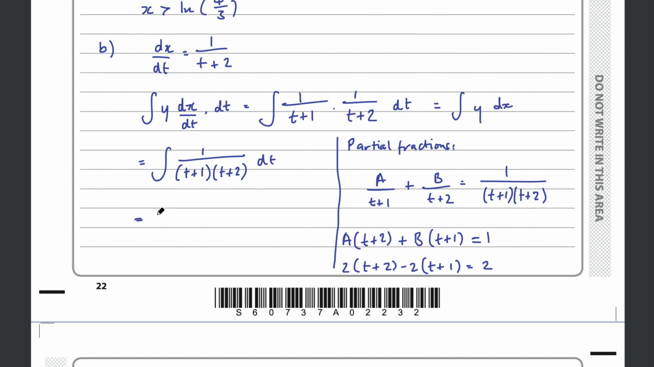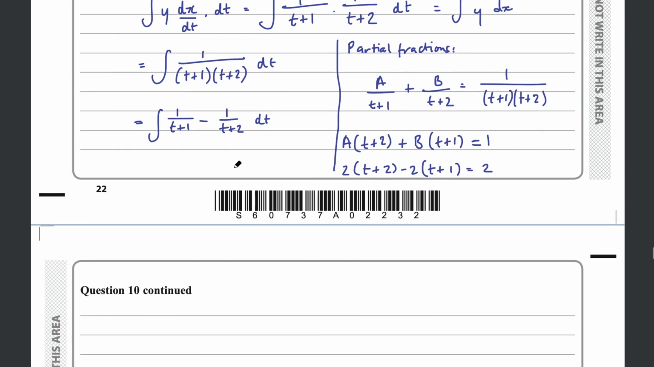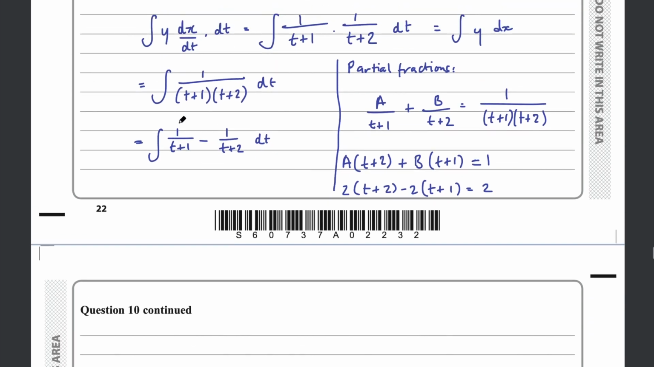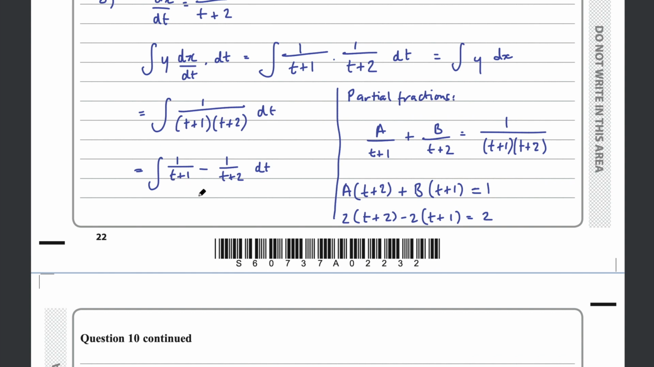So we can say this is equivalent to the integral of 1 over t plus 1 take 1 over t plus 2 with respect to t. Now this integral is going to be a lot easier to find because we know the integral of 1 over something such as a linear expression such as t plus 1 is the log of that thing.